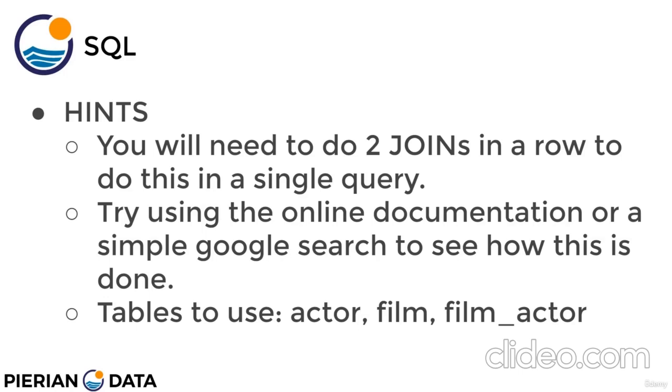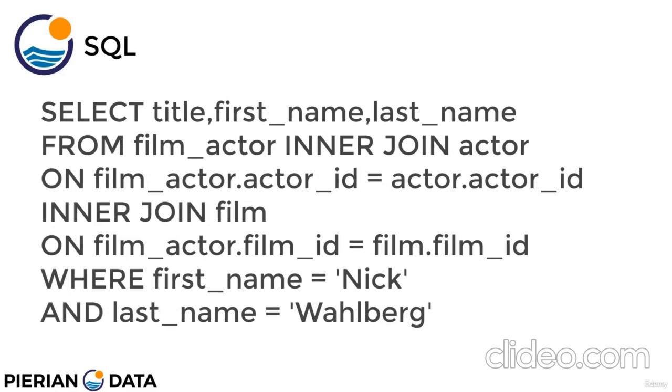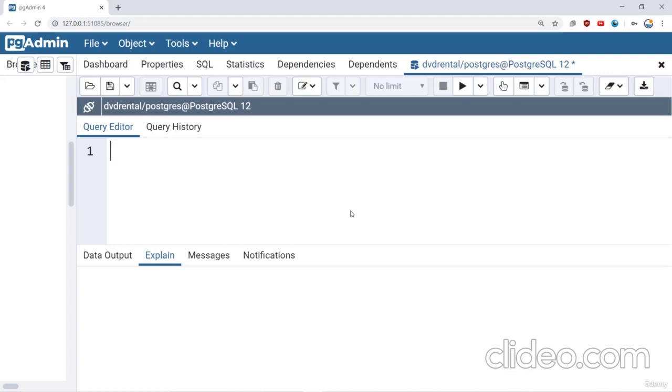And finally, let's go over the solution. So this is what the solution should look like as an example. And we're essentially going to select title, first name, last name, and we're going to be doing 2 joins. So let's go ahead and jump to pgAdmin so we can walk through a little bit of the logic of what's happening here. Okay, here I am in pgAdmin again.